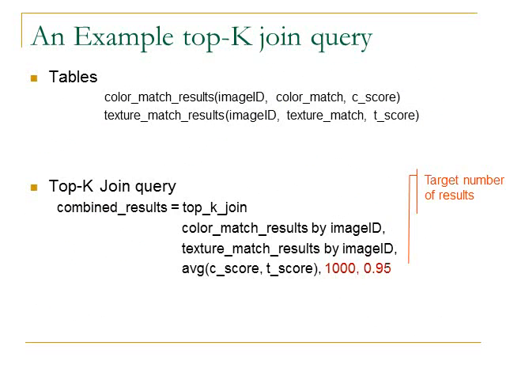Now let us take a look at an example top K join query on sample multimedia datasets. Given two datasets, color match results and texture match results, the given query would return the best 1000 images based on the average of pre-computed color and texture matching scores. The 0.95 indicates the confidence lower bound. This means that there is less than 5% chance that the result set will include less than 1000 results.